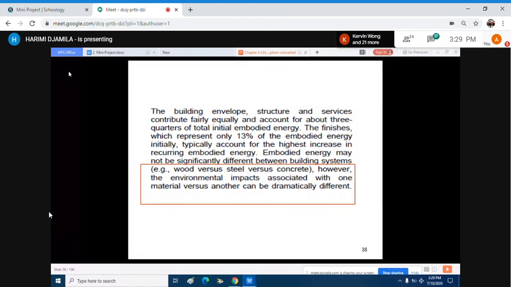Okay, this is another observation. Embodied energy may not be significantly different between building systems. Probably not.